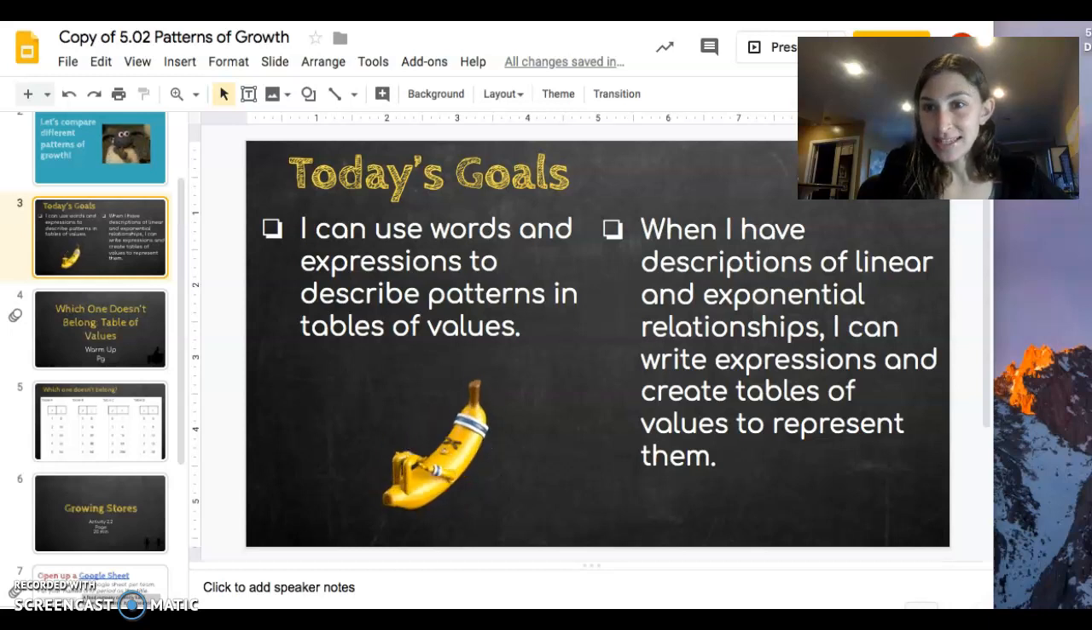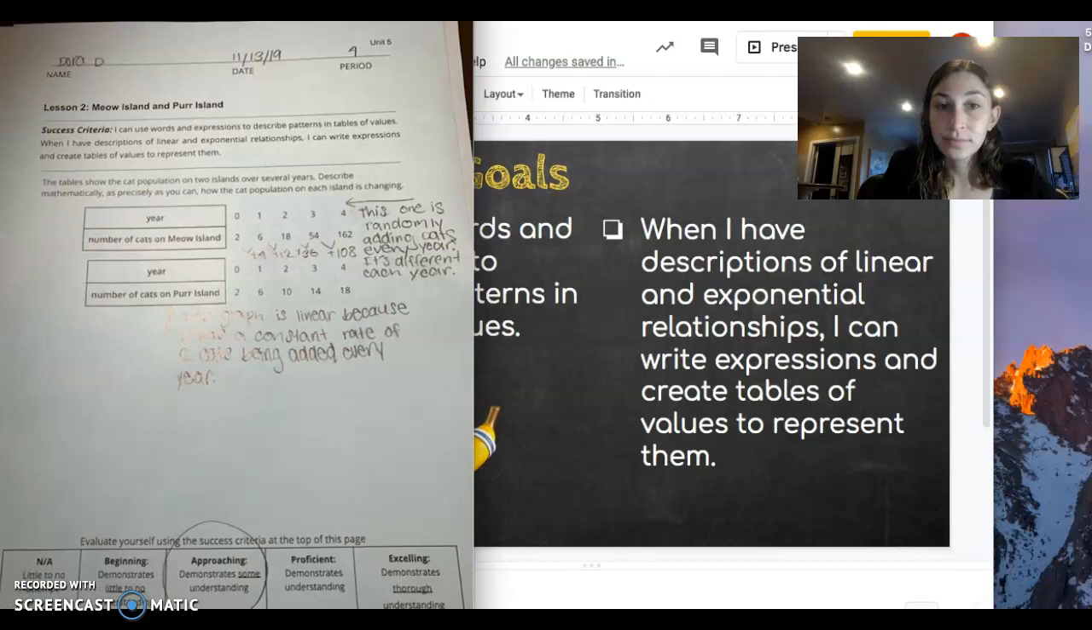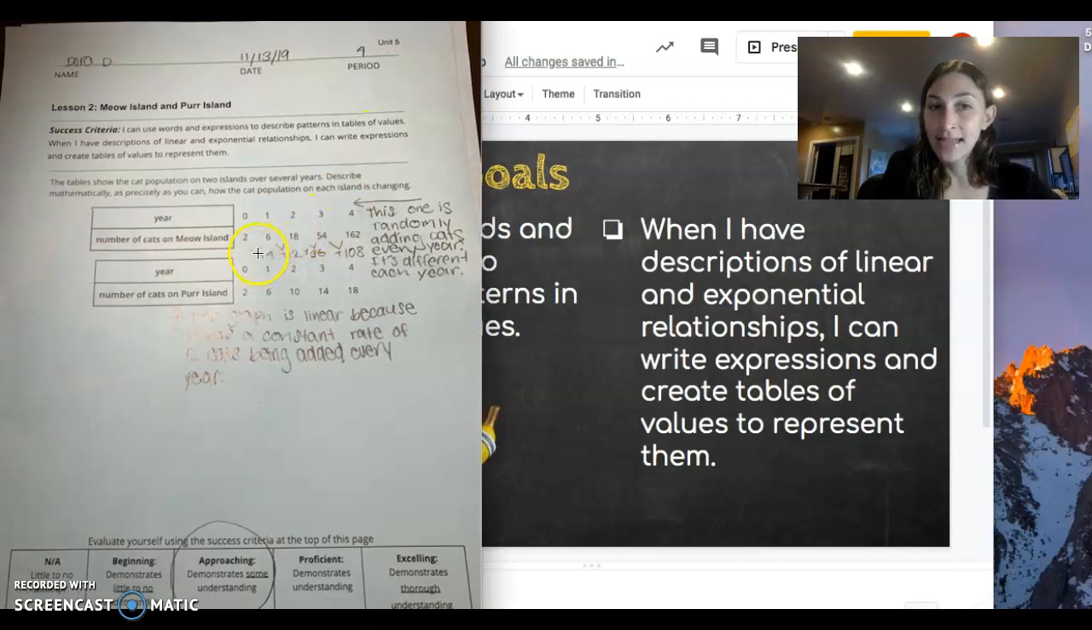Now the next student is a student I gave approaching. In this table, you multiply by 3 to go from 2 to 6, and from 6 to 18. But she says this one is randomly adding cats every year. It's different each year. She was unable to identify that to get from 2 to 6, you multiply by 3. She just thought, oh, it's adding 4, adding 12, adding 36. So she couldn't really explain what was happening in this table, nor could she find that you're multiplying by 3.